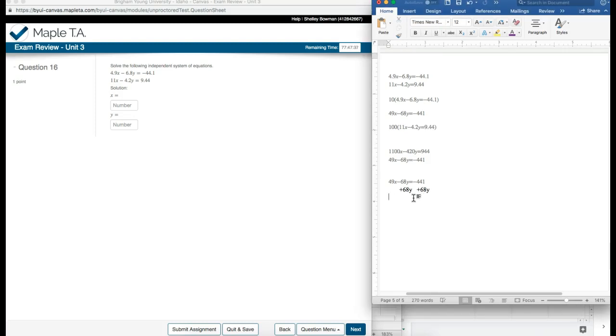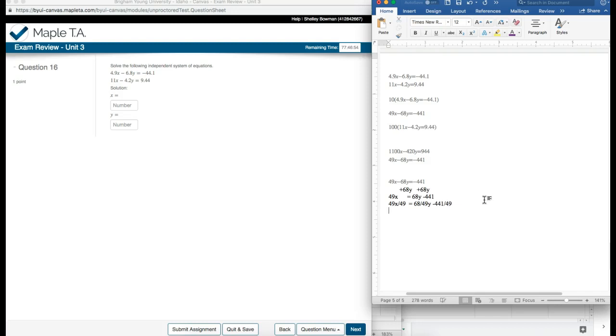And on the right-hand side, I have positive 68y minus 441. Okay, to continue solving for x, we need to divide every single term by 49. I'll show my next step here. So we'll divide by 49, and I'm going to try and keep that equal sign lined up. Divide this one also by 49, and divide this one by 49.